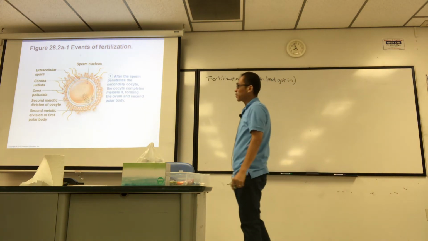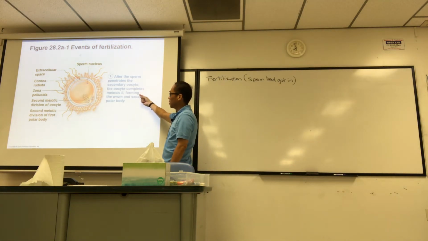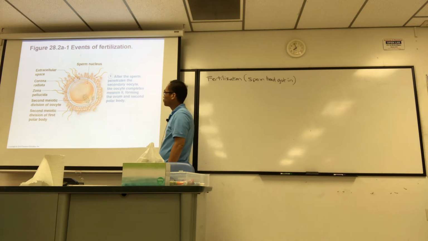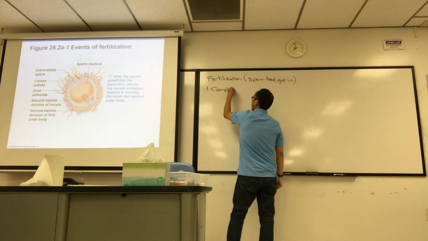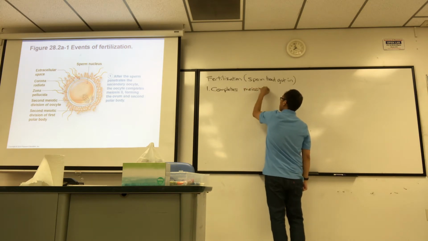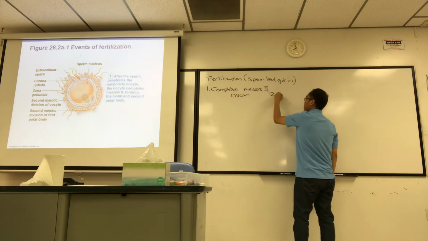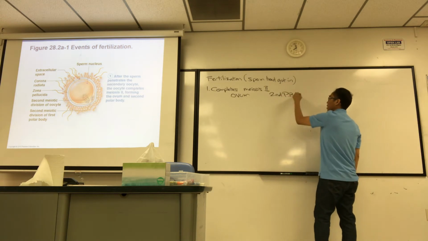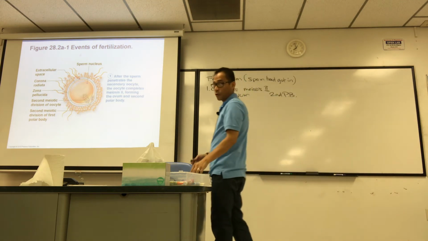And there's a lot of different events here. But let me read what they write. After the sperm penetrates the secondary oocyte, the oocyte completes meiosis II, forming the ovum and the second polar body. So when you do that, you get the ovum and second PB. You should know what that is, polar body. Now, the ovum, that's kind of what they refer to as the female chromosomes.